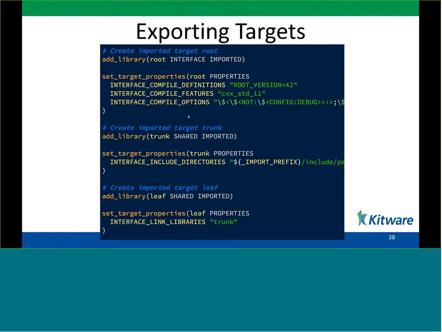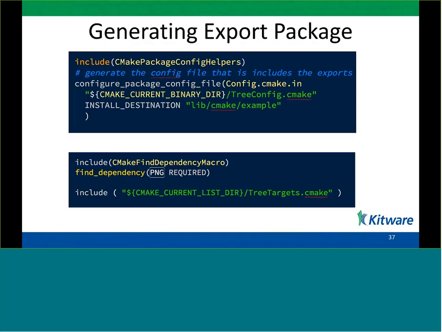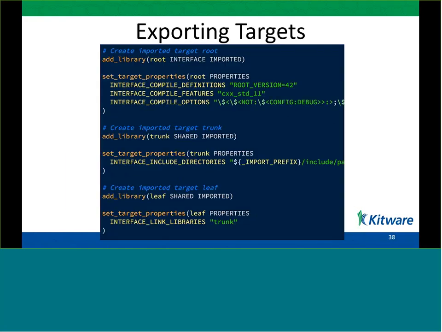Exporting targets. So I can create a library. I can set the properties of the interface include directories. And I'm setting the compile definitions. This is what the exported target looks like over here. So the tree targets.cmake. This gets generated for you.